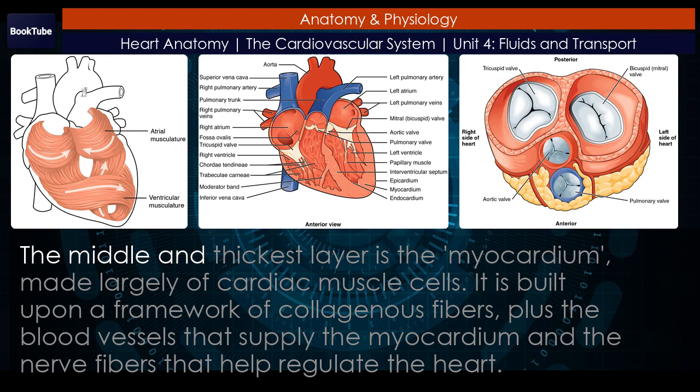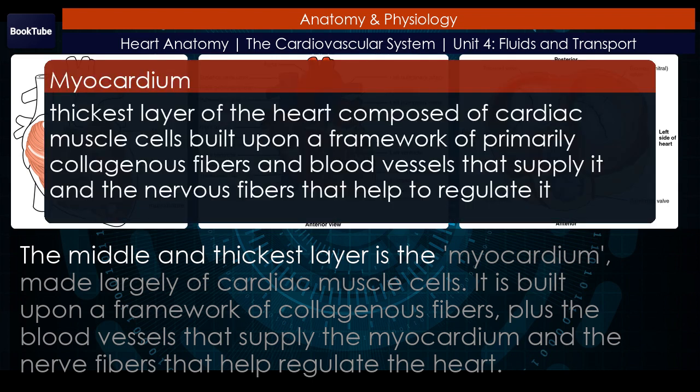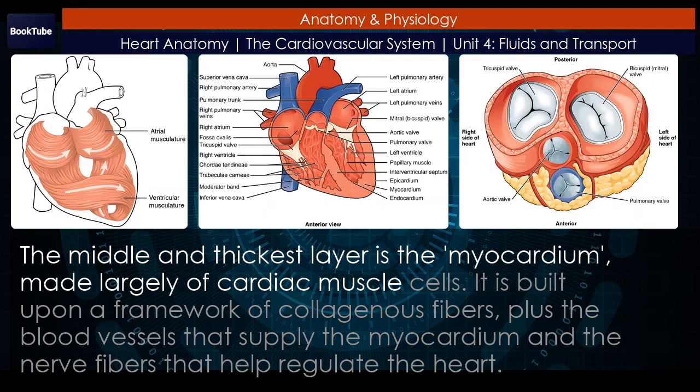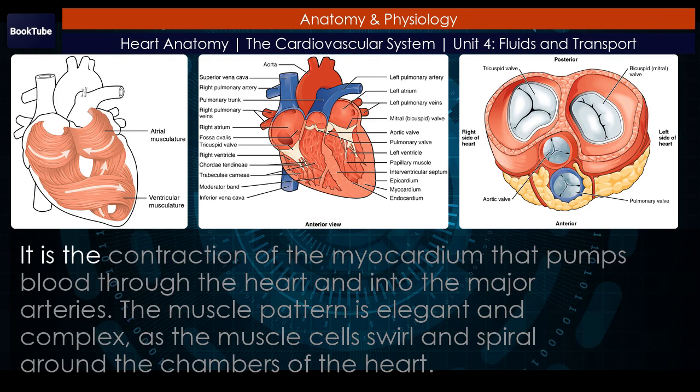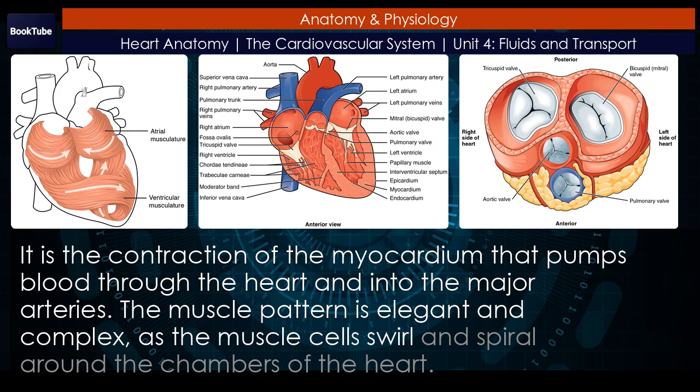The middle and thickest layer is the myocardium, made largely of cardiac muscle cells. It is built upon a framework of collagenous fibers, plus the blood vessels that supply the myocardium and the nerve fibers that help regulate the heart. It is the contraction of the myocardium that pumps blood through the heart and into the major arteries. The muscle pattern is elegant and complex, as the muscle cells swirl and spiral around the chambers of the heart.